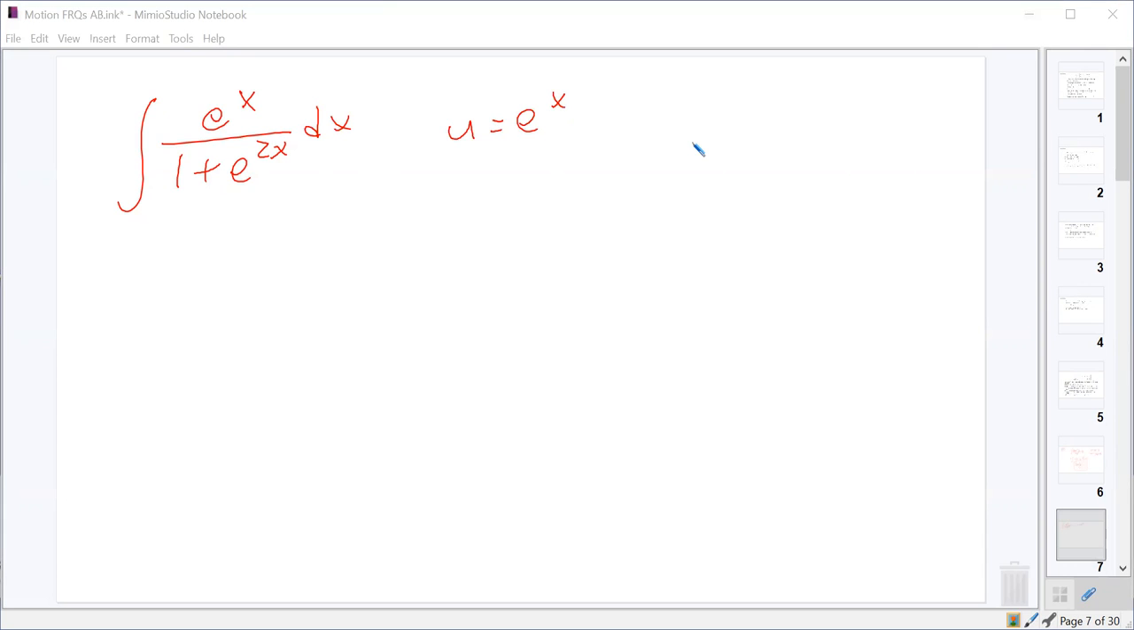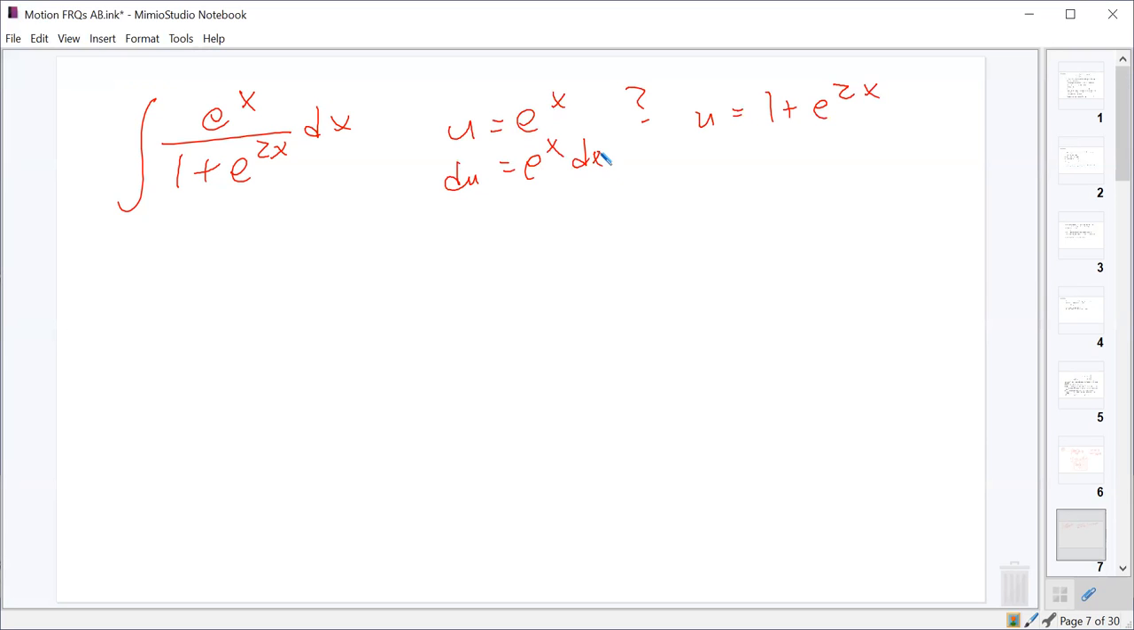Is it good or is it bad? You think we should do 1 plus e to the 2x? All right, let's write them both down. This is Austin's idea. Let's write that one down and see which one of these things works better. And then if neither of them work, we'll have to figure out something else to do. Right, so if we let u equal e to the x, what is du? E to the x dx.